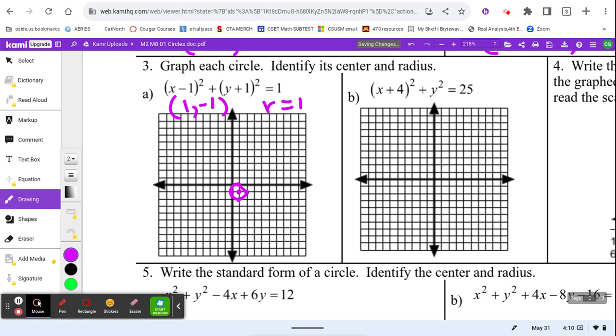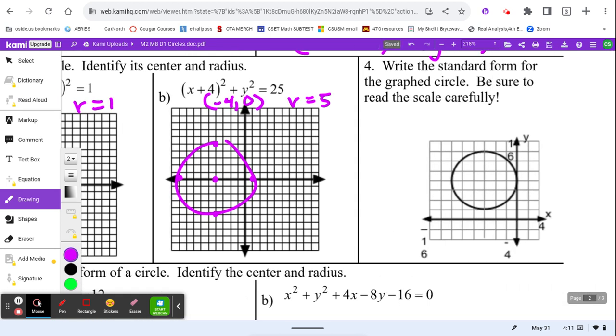All right, next one's going to have a negative 4, 0 with a radius of 5. Negative 4, 0, 1, 2, 3, 4, 5 in all directions. And then connect it.